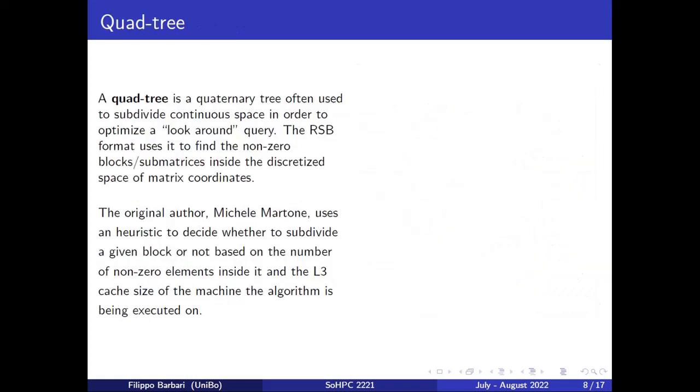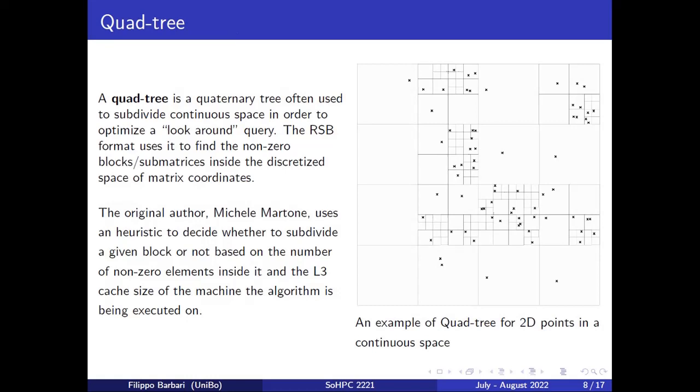Then the quad tree data structure is a quaternary tree often used to subdivide a continuous b-dimensional space to optimize the b-dimensional range query. The RSB uses this data structure to look for the closest non-zero element and to subdivide and memorize the blocks of a sparse matrix. Here we have an example of the recursive subdivision of a continuous space.